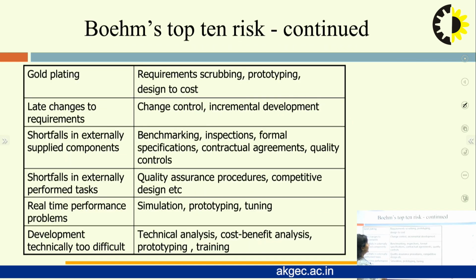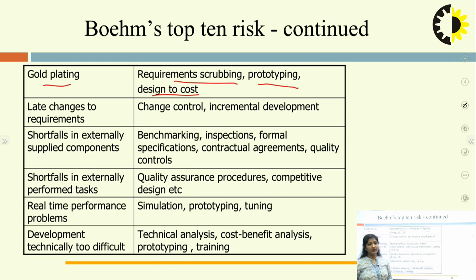Next one is gold plating. So what we need to do for that gold plating? Requirement scrubbing, prototyping and design to cost. Various other methods have been implemented which were not required. For that, scrubbing methods have to be used. Next one, late changes to the requirements. The user who was supposed to be involved in the project is not able to deliver the requirements completely. So there were late changes. So what can be done?